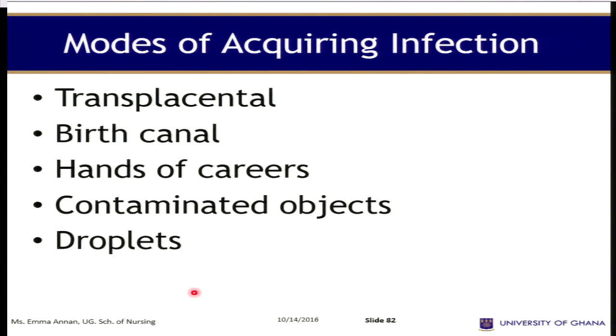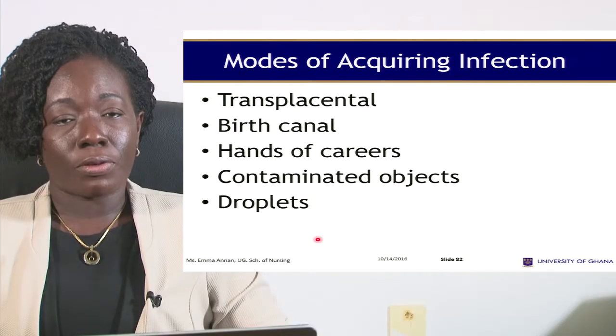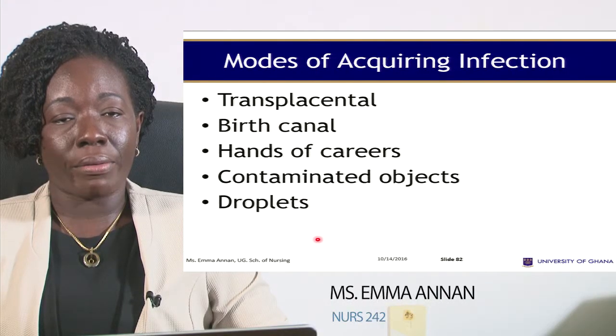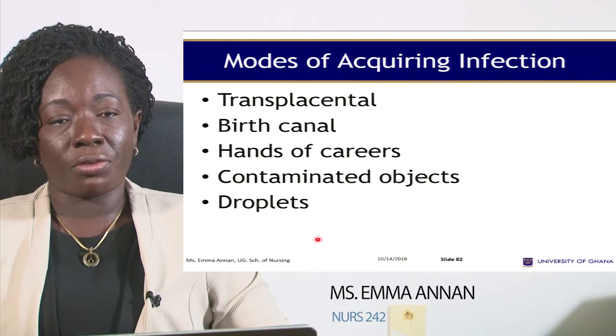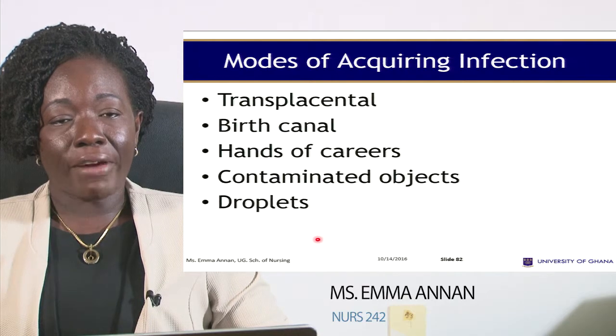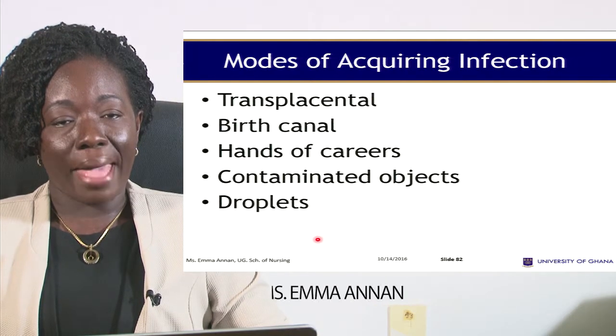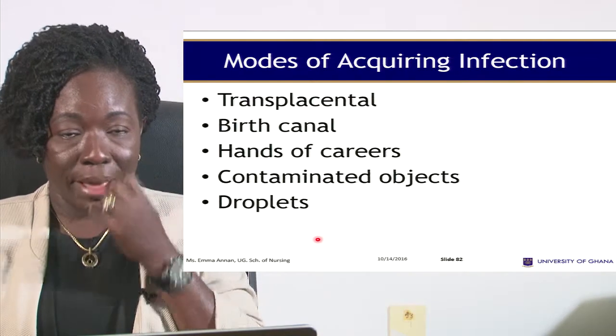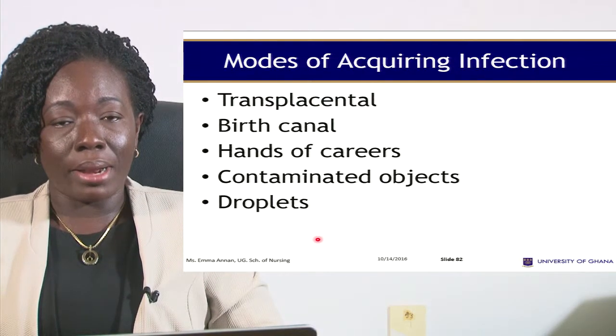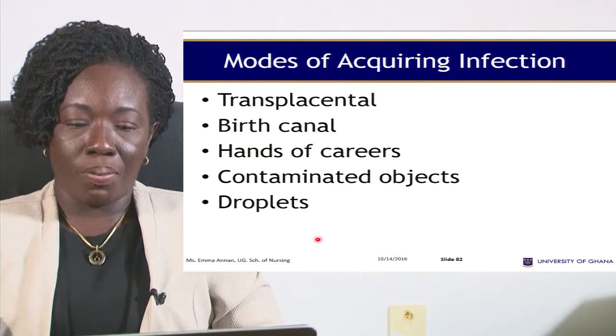Mode of acquiring infection. How do the newborn acquire infections? So we are going to look at modes of acquiring infection. The newborn can acquire infection through transplacental, birth canal, hands of carriers when they are infected, contaminated objects, and droplets.